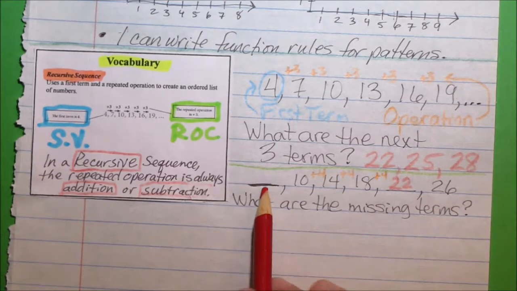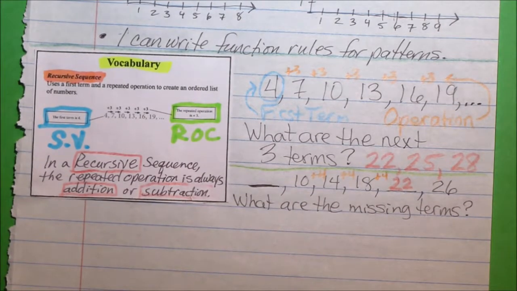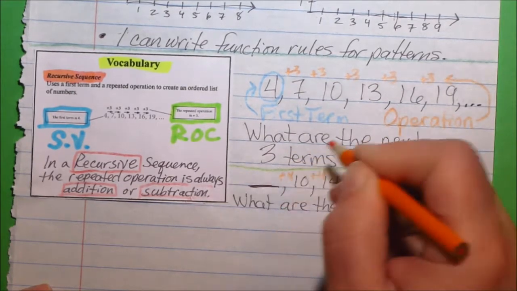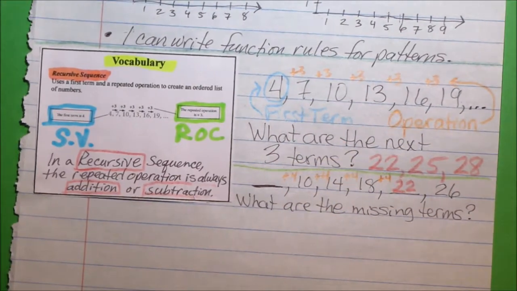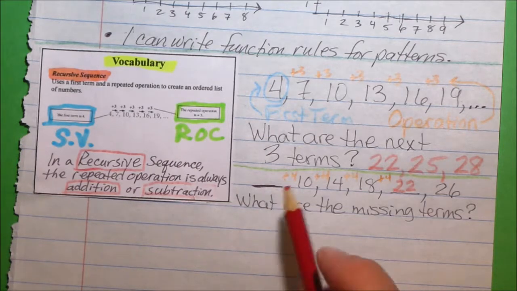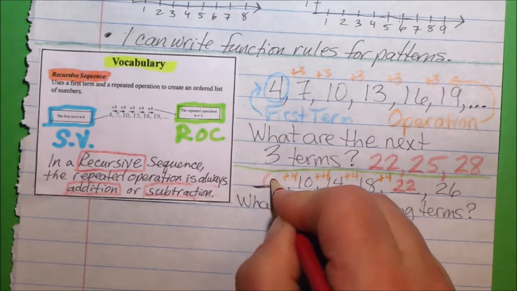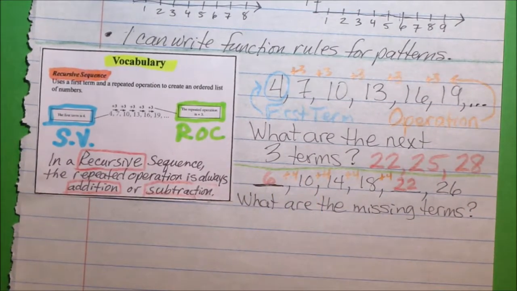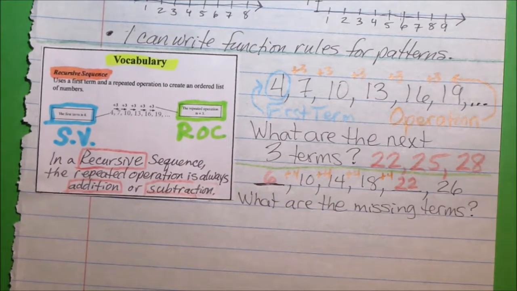Now, I need to come up with what is the first term. All right, so what I know is that whatever this first term is, when I add 4 to it, it had better equal 10. So the other way, what's the opposite of addition? Of course, subtraction. So if I subtract 4 from 10, I get 6. And I can double check by saying, is 6 plus 4 10? Yes, it is. So that's the first term.